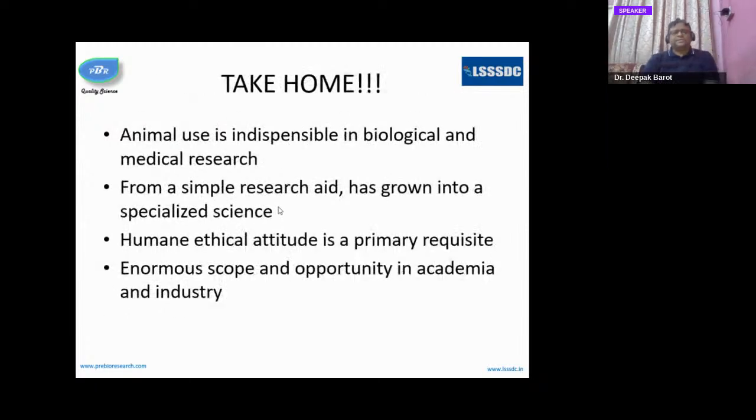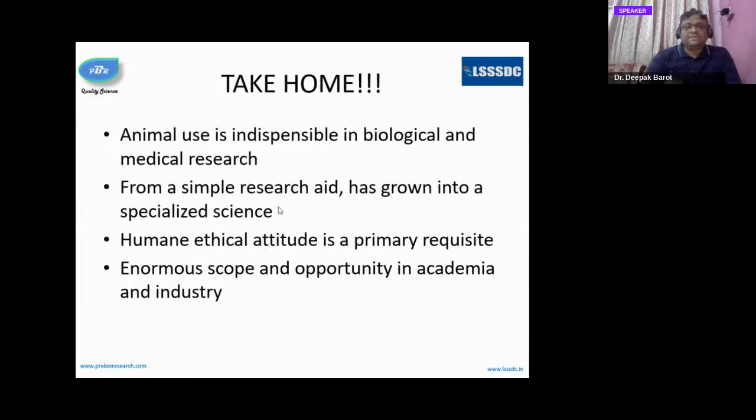So what is the take home message for you? Always say that animal use is indispensable in biological and medical research. From a simple research aid, it has grown into a specialized science. I see students taking purely laboratory animal research as their dissertation work, as their PhD research work. So it has grown into a specialized science, right?